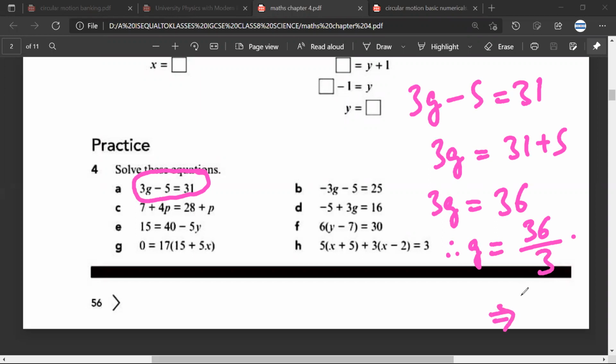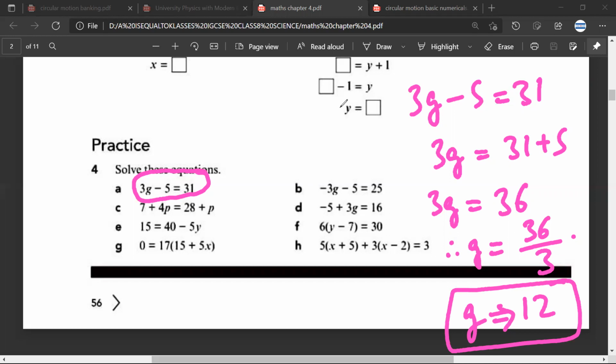Yes, Mr. Ariman. So I think g is 12. No, do you think or is it true? It is true, sir. g equals 12. Mr. Satya, any doubt? No, sir.